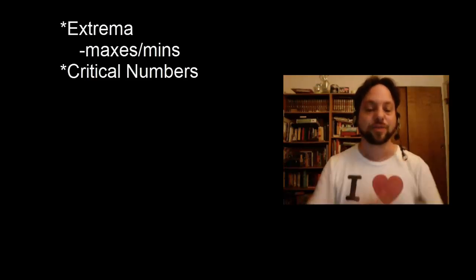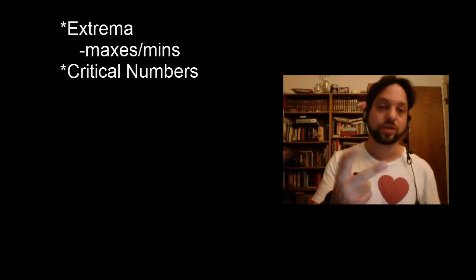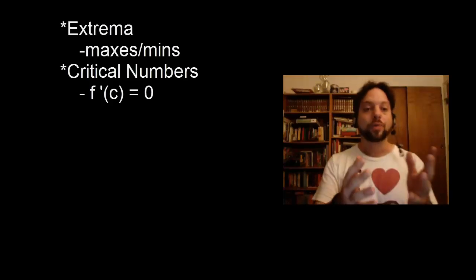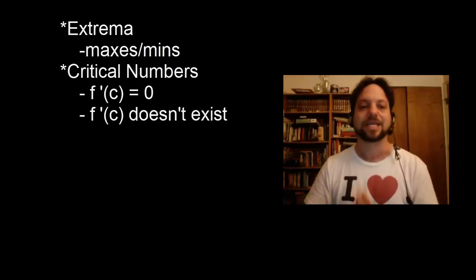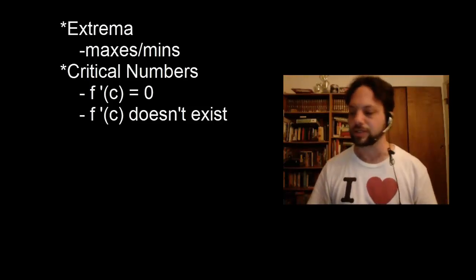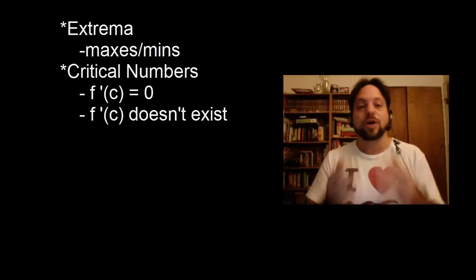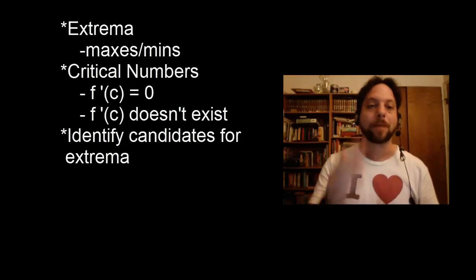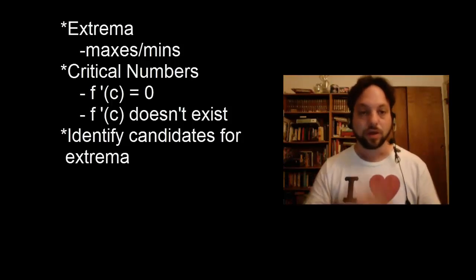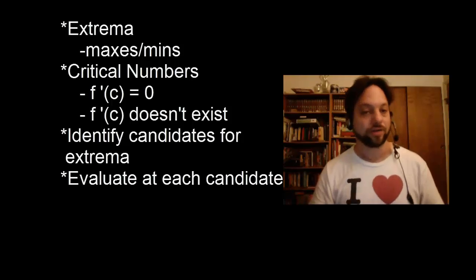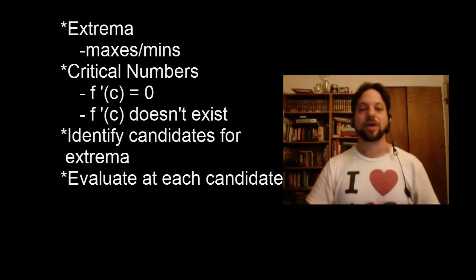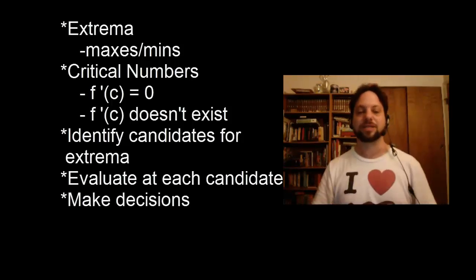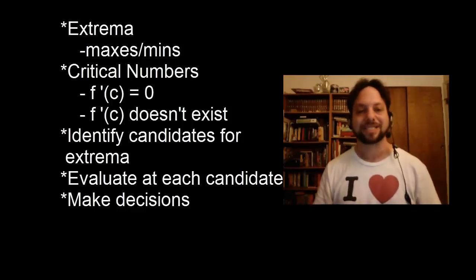We simply differentiate the function, and we can do two things. Set the derivative equal to 0 and solve. Those will give us critical numbers. Or we could find where the derivative fails to exist. That would also give us critical numbers. Once we've done that, we also need to look at the endpoints of the interval, and that will help us identify all possible candidates for extrema. From there, we simply evaluate the function at all of these possible candidates. And once we have all those y values, then we can make our decisions about which ones are absolute maxes and mins and which ones are relative maxes and mins.